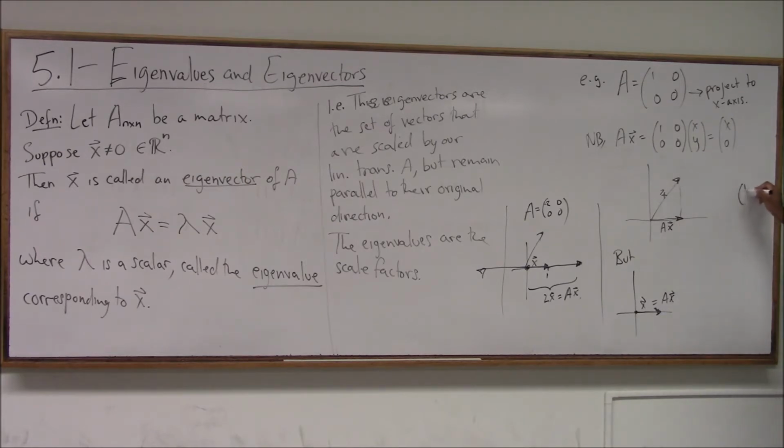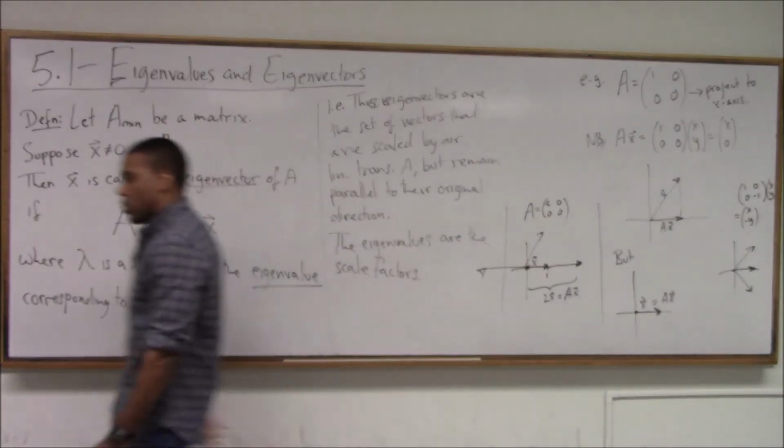Right, but if you look at something like 1, 0, 0, negative 1, and if you multiply that by x, y, then the result of that would be x, negative y. So it will take something that looks like this and map it down here. But again, anything that's parallel to the x-axis is actually not going to move. So the i vector is still an eigenvector of that.